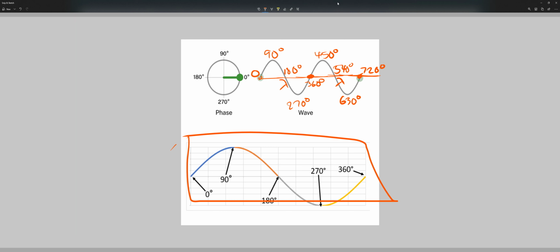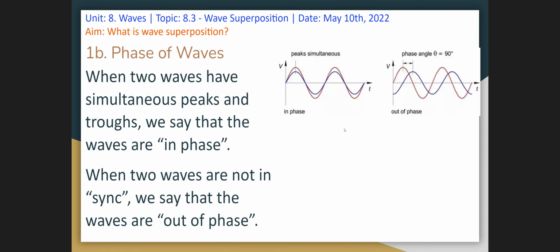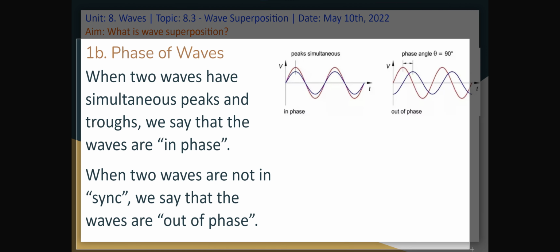Those are the parts of the wave we label as degrees. Those are our phases. And why is that important? Why do we need to assign a phase to certain parts of the wave? Well, let's take a look at this slide.